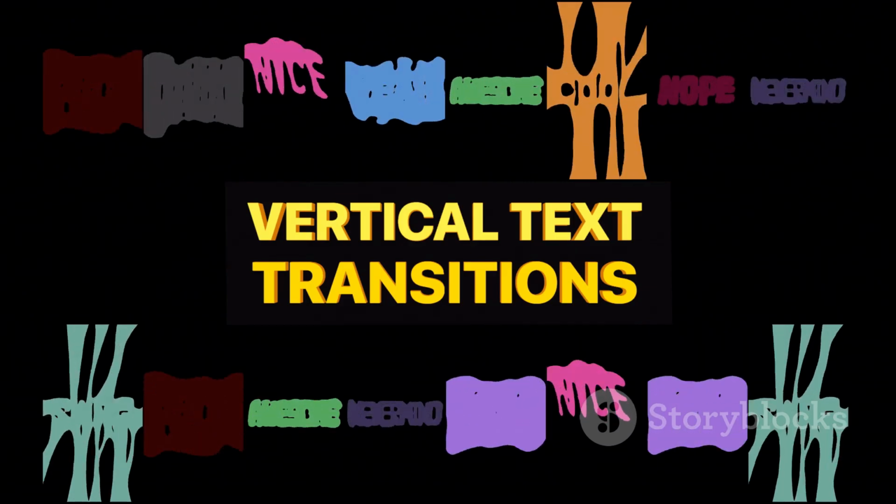Text overlays are similar to titles, but they're typically used to display information on screen, such as the speaker's name or location. To add a text overlay, select the text tool from the toolbar and click on the viewer window where you want to place the text.